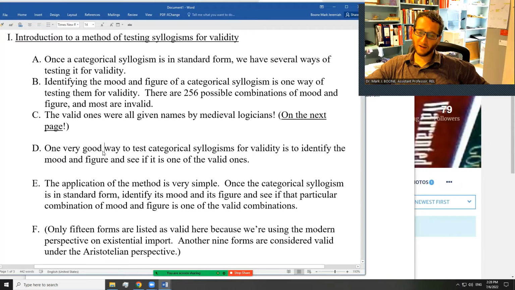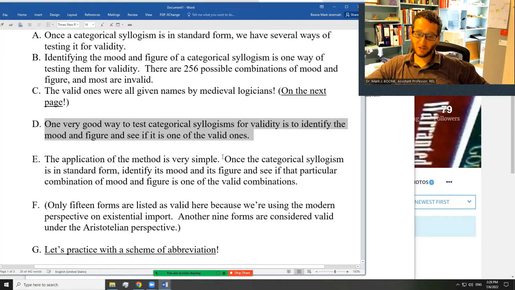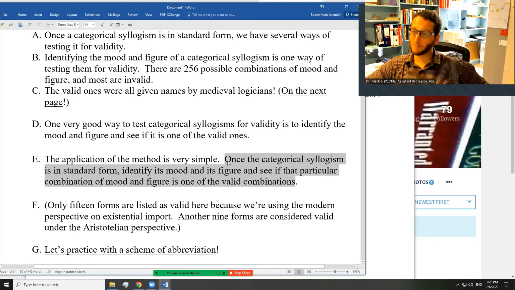One very good way, then, of testing categorical syllogisms for validity is simply to put it into standard form and then identify the mood and figure. The application of the method is very simple. Step one, put it into standard form. Step two, identify mood. Step three, identify figure. Step four, look at the list. Or if you memorize the list, check it off mentally against the list. See if your syllogism is EIO figure 2 and therefore valid, or AAA figure 4 and therefore invalid, etc., etc.